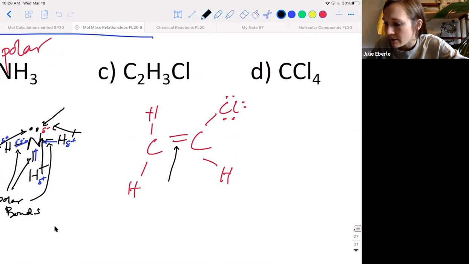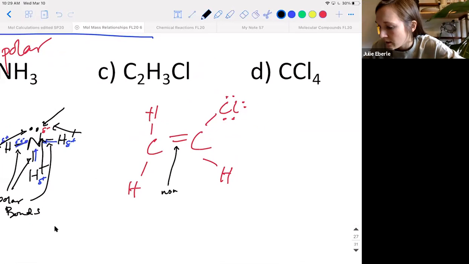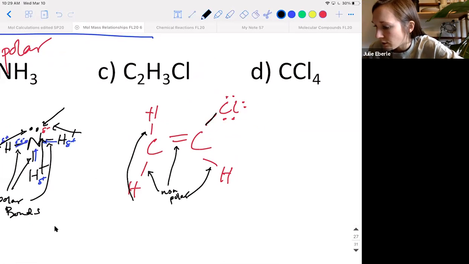I see I have carbon-carbon bonds. Are those polar or nonpolar? They're nonpolar. Yep, identical elements there, so nonpolar. And all these carbon-hydrogen bonds are also nonpolar. Okay, what about this carbon-chlorine bond? That's the only other kind of bond that I see.